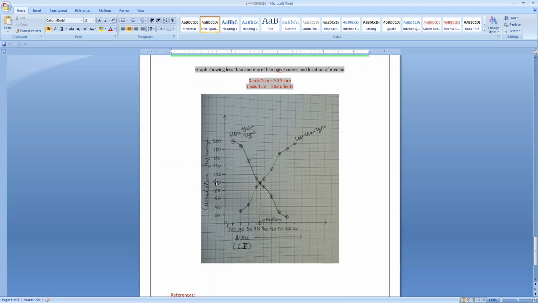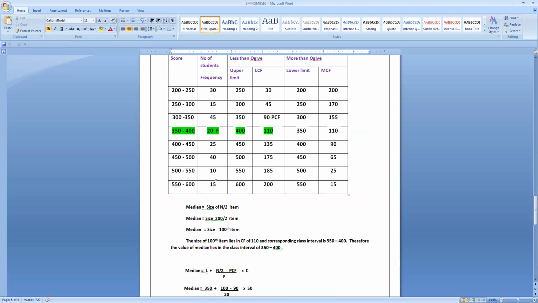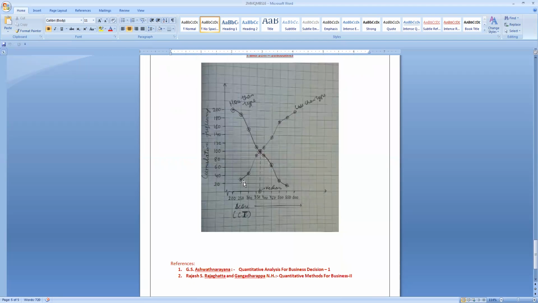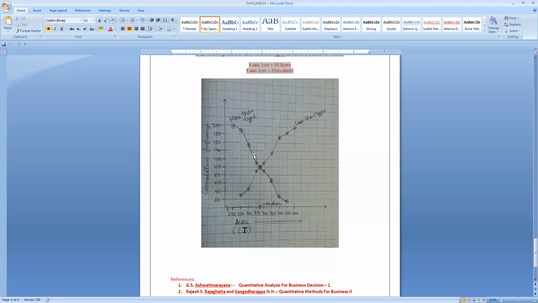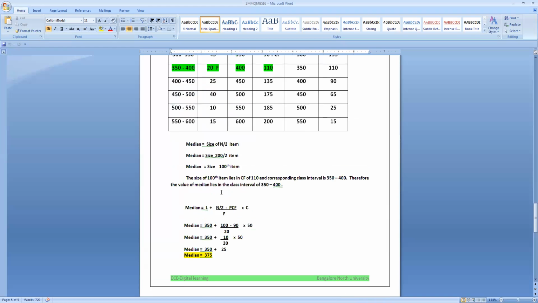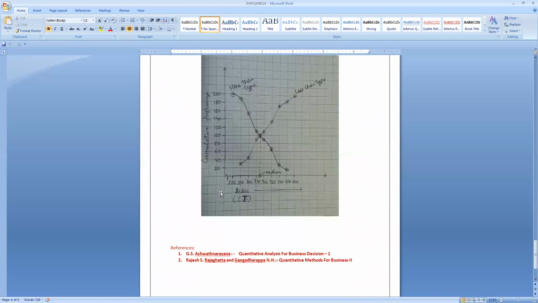Now we mark the LCF for 250, that is 30. So at 250, the central fifth box will be the 30 mark. In between 20, 30, 40, then after 5 boxes it becomes 50, then 60. Then at 300 it will be 45. Here one small box represents the data of 2 students.